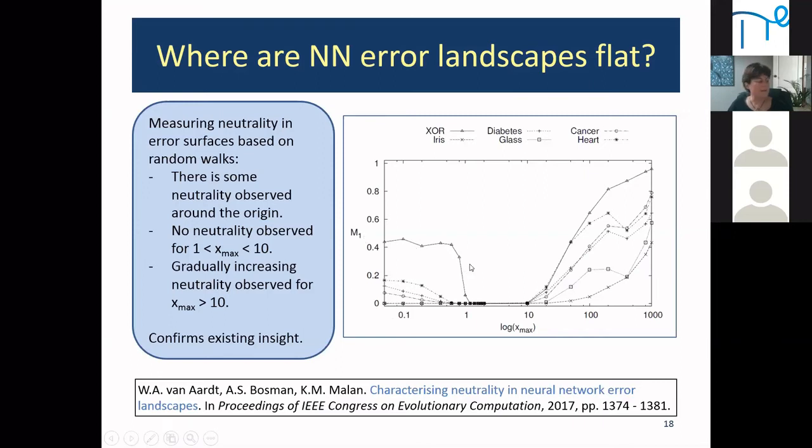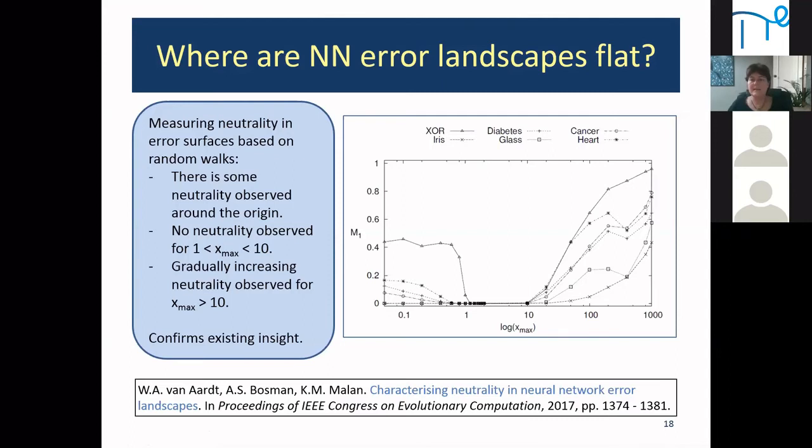What we found here is that there is a section where X is between 1 and 10. So when the magnitude of the weights is between 1 and 10, there is no flatness. But around the origin, around 0, there is some flatness in the landscape. And then as the weights get bigger than 10 in numerical value, we find that the landscapes become flatter.